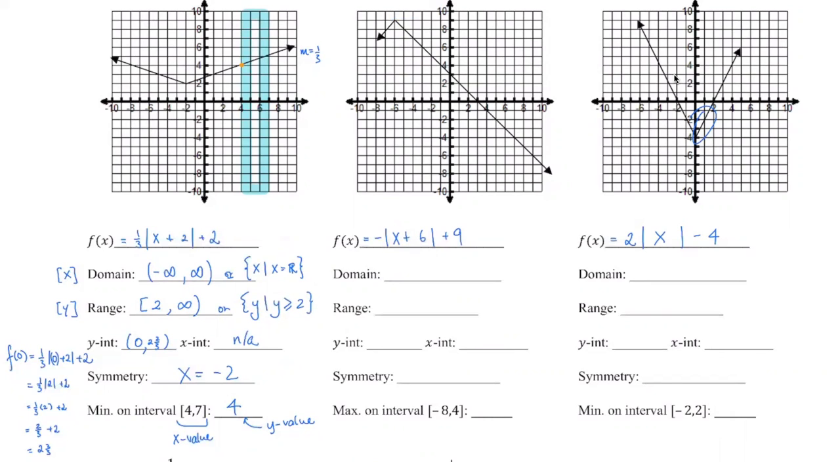So for the second graph, the domain is going to be negative infinity to infinity. What you realize is that the domain is going to be the same for all the absolute value functions. And for the sake of time, I'm just going to use interval notation for the rest of the video. The range is going to be all the way from negative infinity to 9.